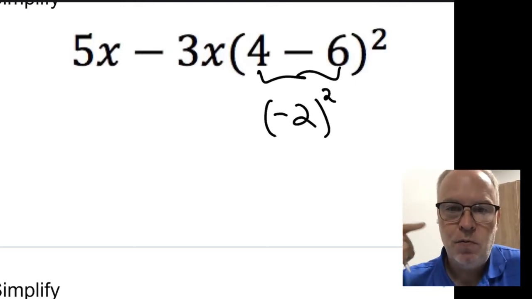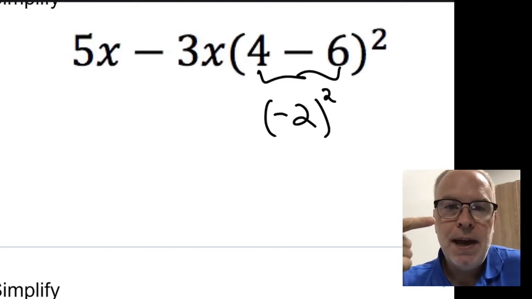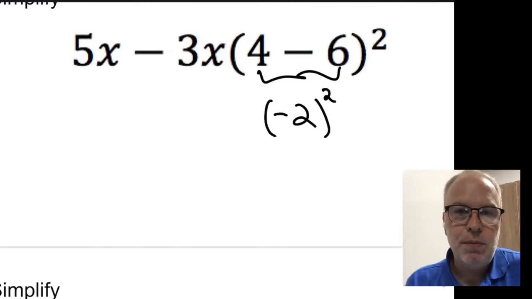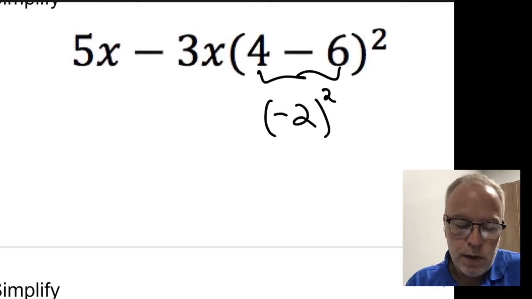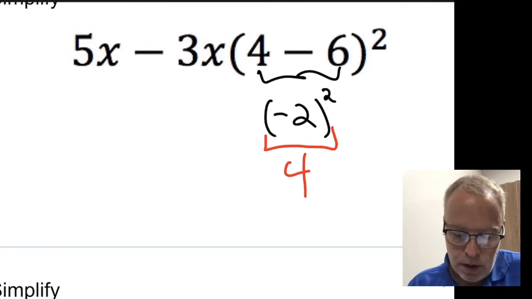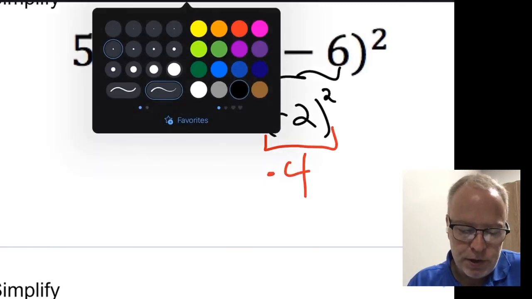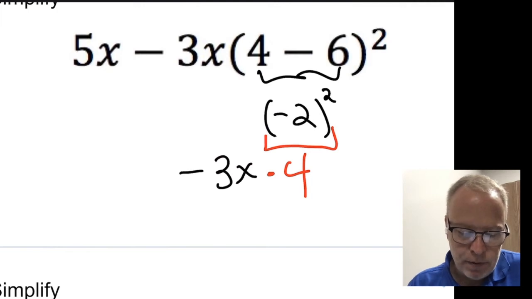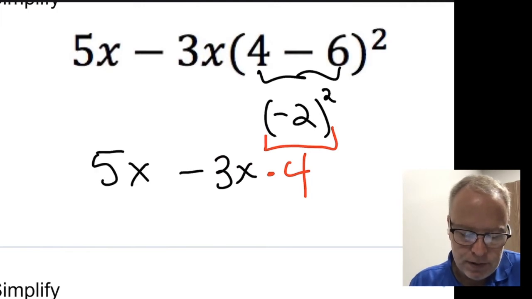All right, we got -2 on the inside, and I have an exponent that I'm going to deal with. So I asked myself, what was the base? And the base, it turns out, is -2. Simplify it. So now we can do the -2 squared. This right here is 4. All right, so then I catch up all the other stuff. Still have a -3x and still have a 5x.